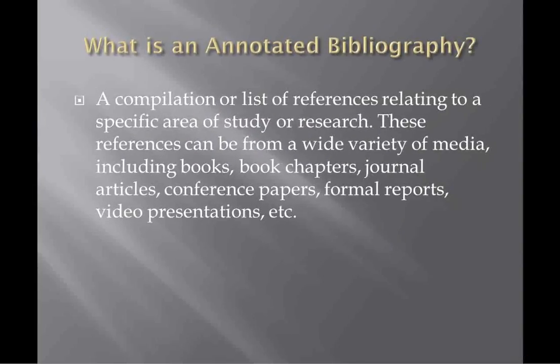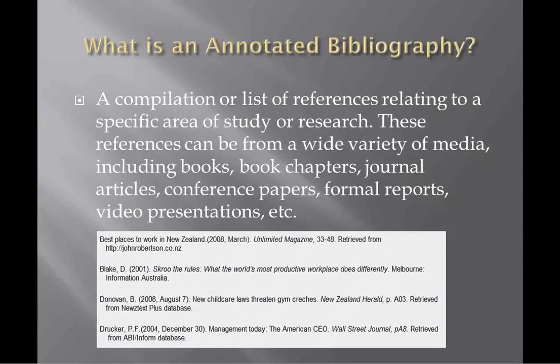What is an annotated bibliography? An annotated bibliography is a list of information sources that you have used in the course of your research on a particular topic or area of study. These sources can include things such as books, conference papers, journal articles, formal reports, even things such as video presentations, video recordings, television shows, DVDs, etc. This is an example of a list of references that have been constructed in relation to a particular area of study, topic area.